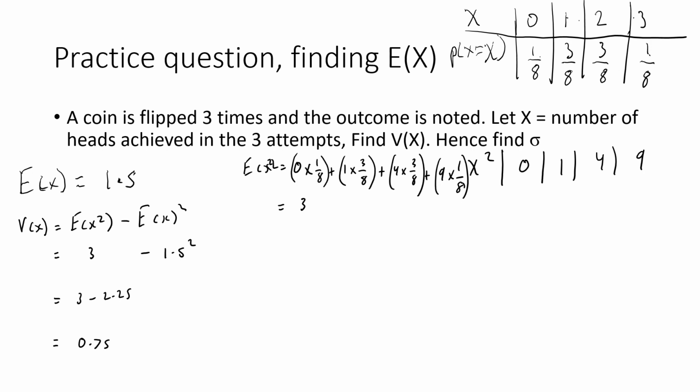And the next part of this question is hence find sigma. Before, we hinted at the relationship between variance and sigma, and that is very simple. V of x, or variance in general, is sigma squared. So to find sigma, sigma squared is 0.75. That means sigma is root 0.75, which gives us 0.866.